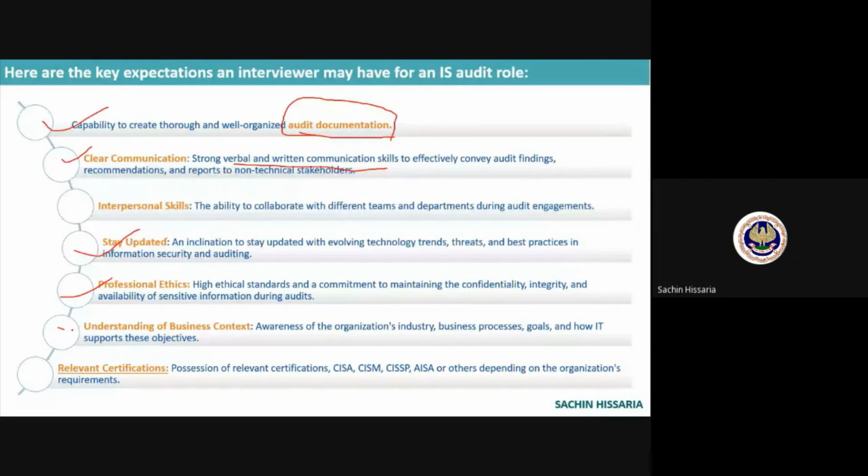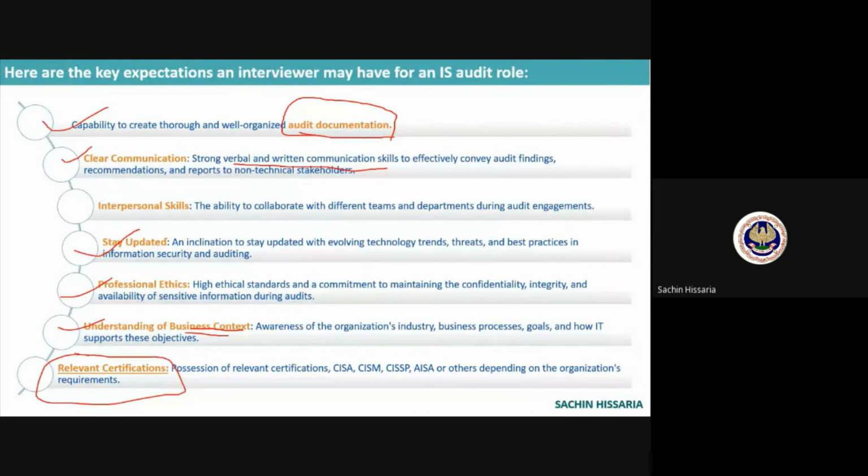We should have an understanding of the business context. We should know what the business is, what they are doing in the business. We should know that. And we should have a relevant certification.